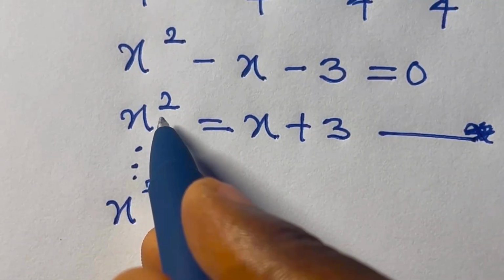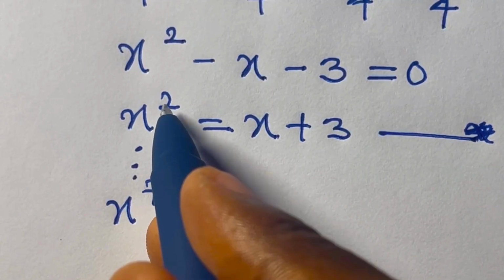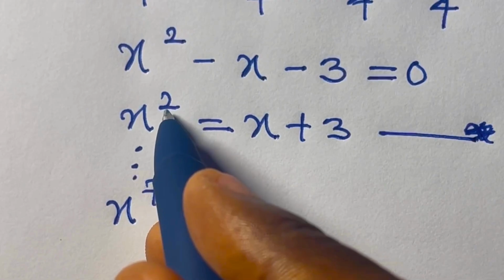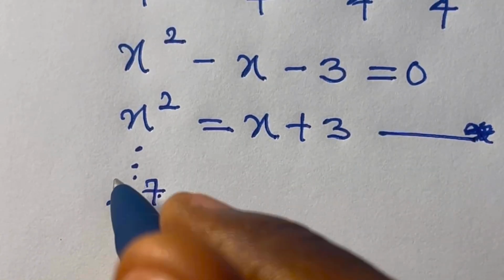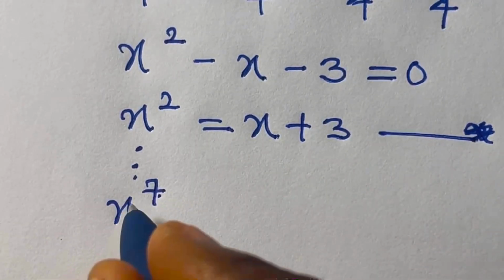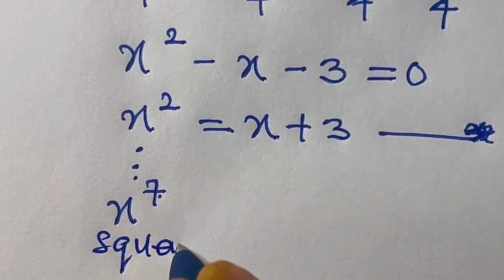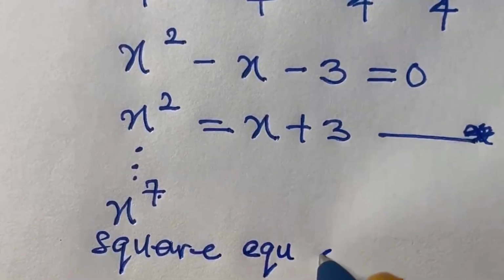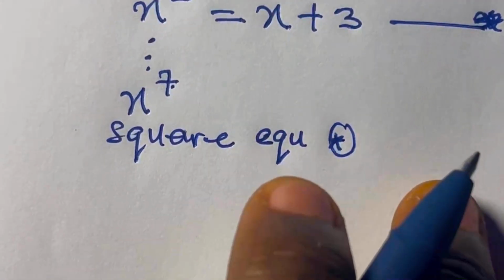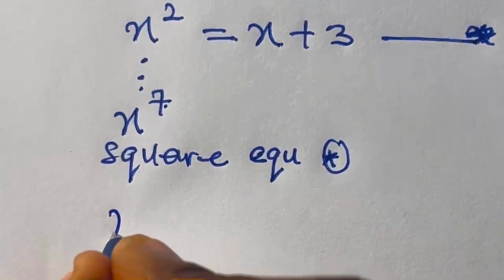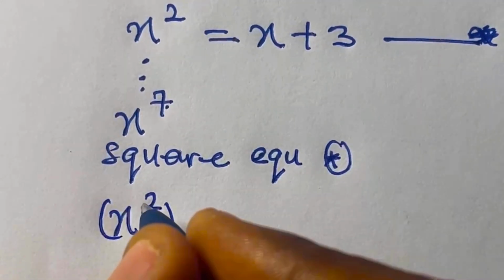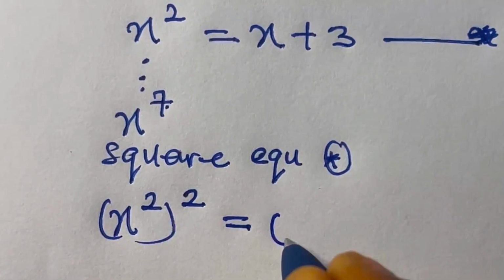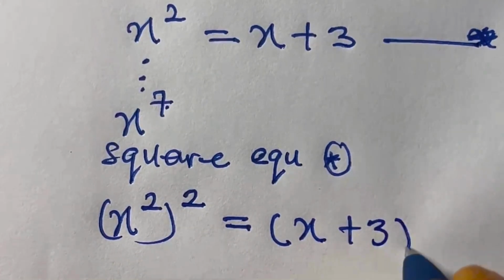So we can do it by saying square this again. If you square this, this will become x raised to the power 4, right? But let's first go with squaring this. If you square equation star, we are going to have x squared, squared equals (x plus 3) squared.